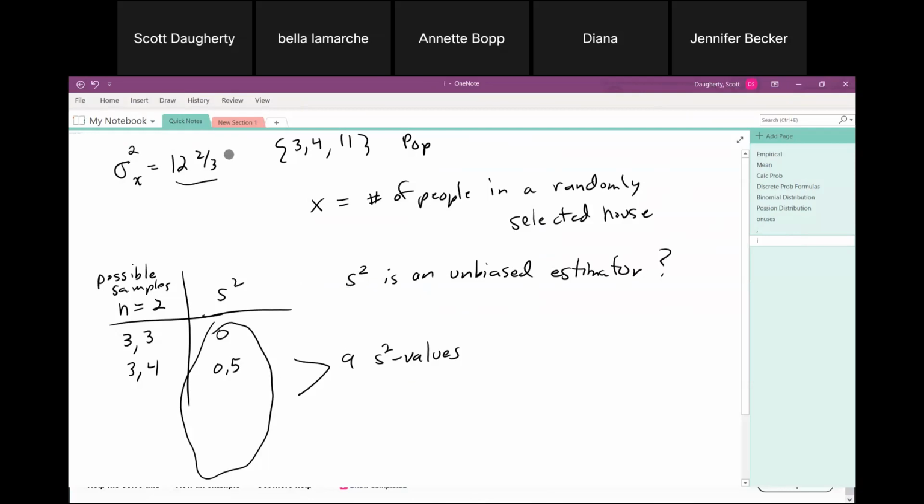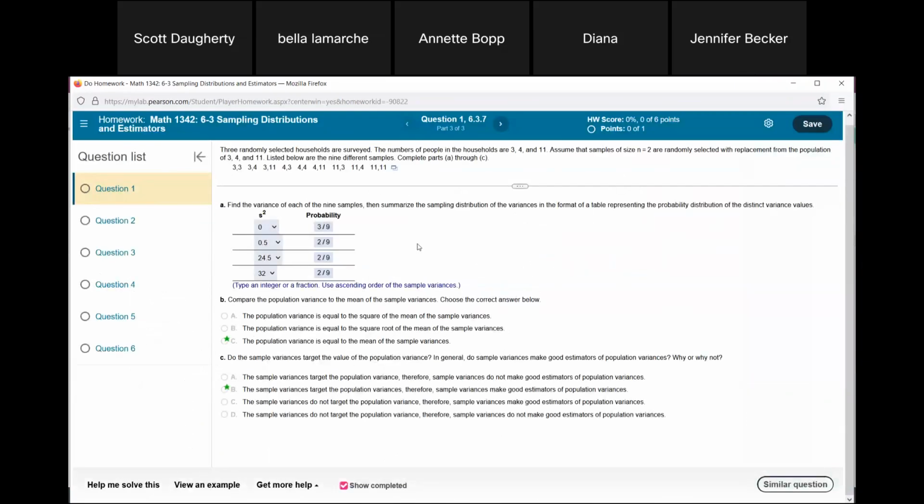So you're trying to see whether it averages to this. Just take all these 9 numbers once you find out what they are, average them over 9, and see if you get 12 and 2/3. If it does, then it's an unbiased estimator. If it doesn't average to 12 and 2/3, then it's a biased estimator. I do think this one averages to 12 and 2/3, and so you can see the population variance is equal to the mean of the sample variances. That's what's going to happen here.